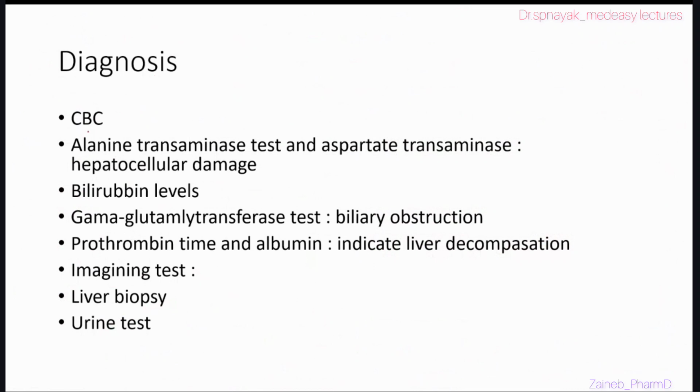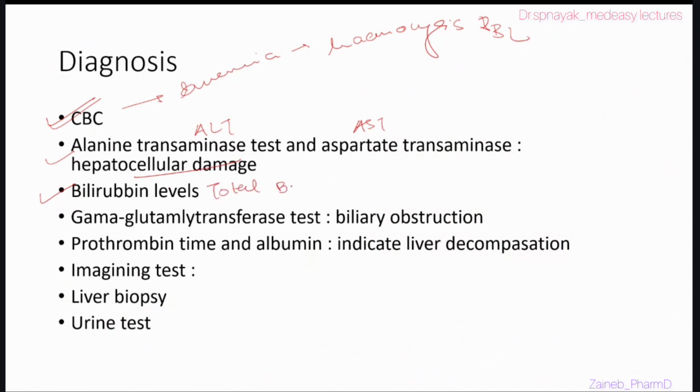Now, how will we diagnose this jaundice? So first we have the CBC. In the CBC, we can rule out anemia and hemolysis of RBC. Then we can check the ALT and AST levels, which are liver function tests. That will rule out the amount of hepatocellular damage. Then we can check the total bilirubin level.